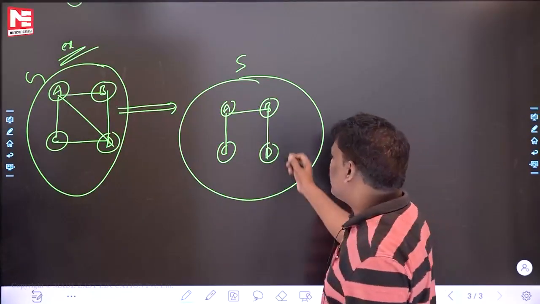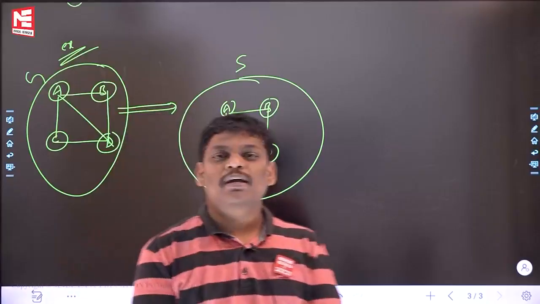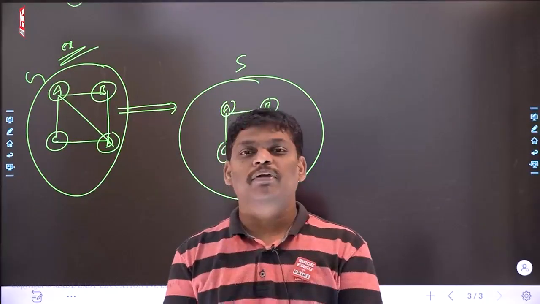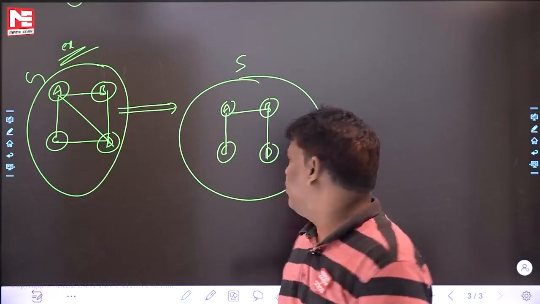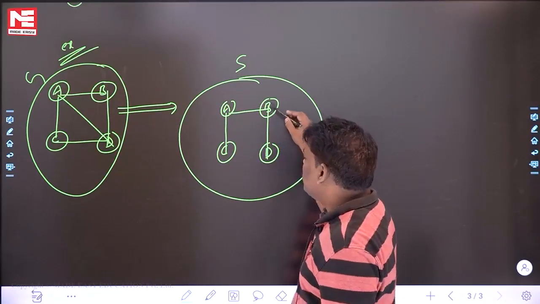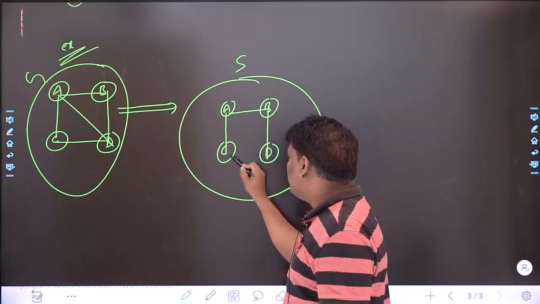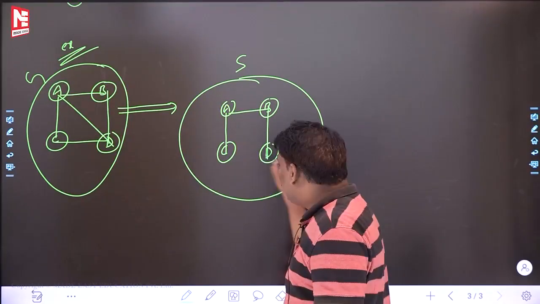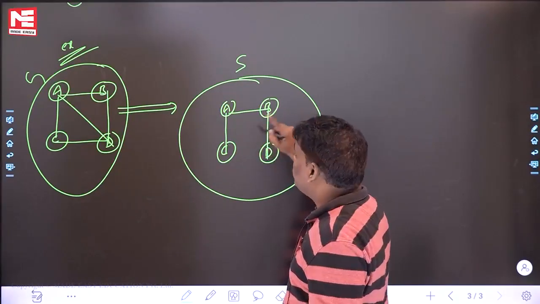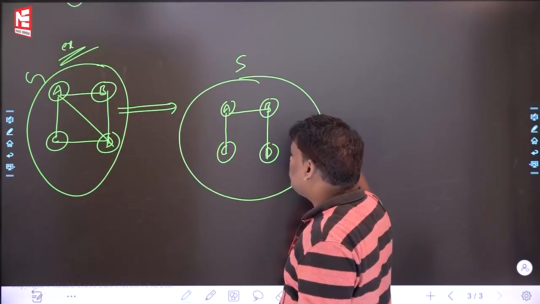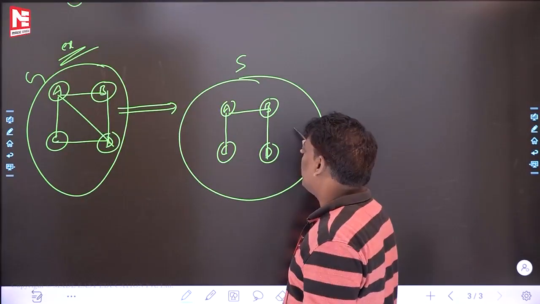And one more thing, is it a connected graph or disconnected graph? It is a connected graph. What is the meaning of connected graph? In the given graph, between every 2 vertices, there is a path. Some people ask, sir, how can you say connected graph? Between C and D, there is no edge. An edge may not be there, but a path is there. Path means a collection of edges.